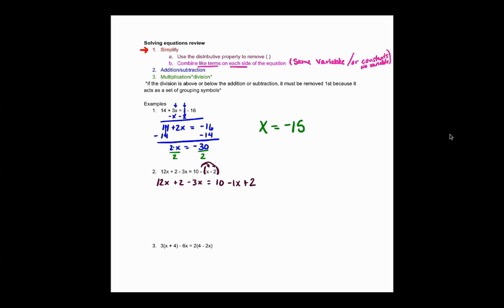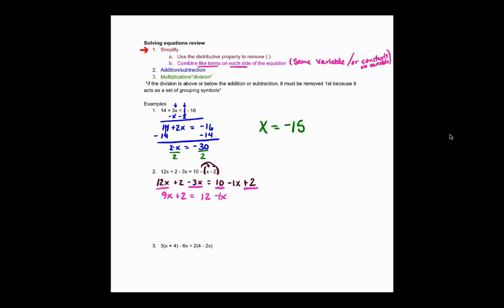The next thing is our like terms, and on the left side, we have like terms of 12x and 3x, and on the right side, we have like terms of 10 and 2. On the left side, we combine 12 minus 3 to get 9x and keep the plus 2, and on the right side, we do the 10 plus 2 to get 12 and keep the minus 1x. So next step, we have it simplified.